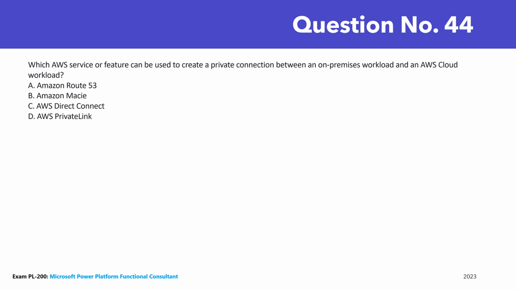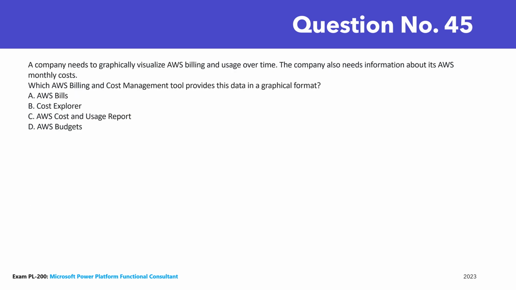Which AWS service or feature can be used to create a private connection between an on-premises workload and an AWS cloud workload? A. Amazon Route 53. B. Amazon Macie. C. AWS Direct Connect. D. AWS PrivateLink. Correct answer, D.